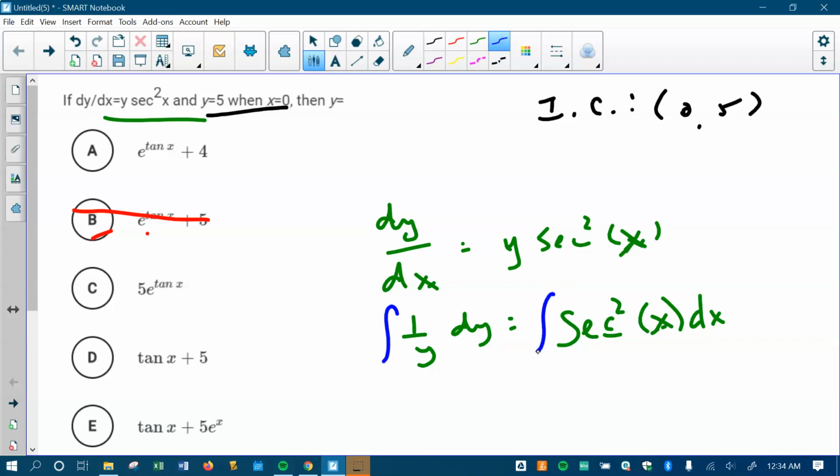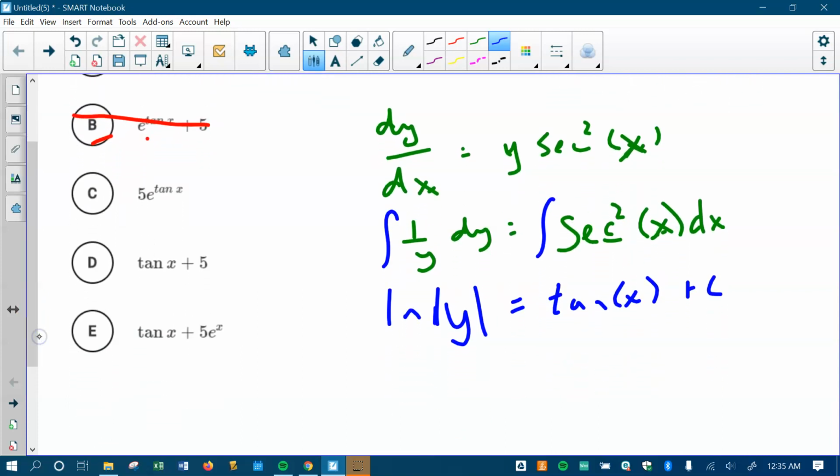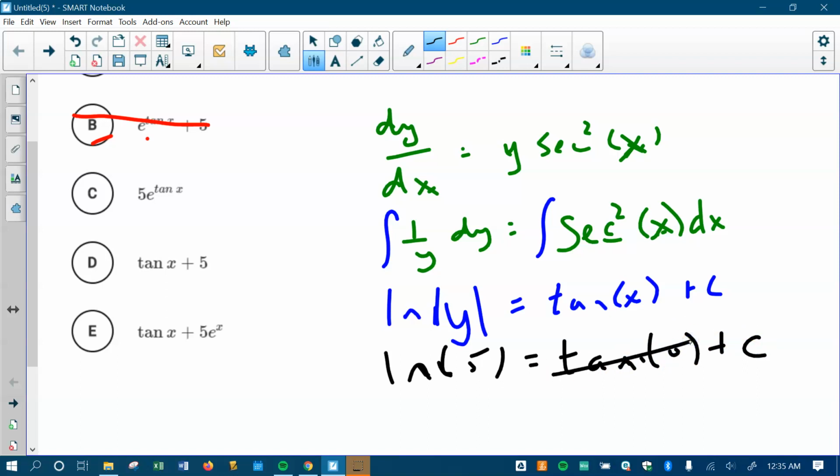Okay, let's integrate both sides since the variables are separated. The antiderivative of the left is natural log of the absolute value of y, equals the antiderivative of sec squared x, which is tangent of x plus c. Let's plug in our initial condition, which was (0, 5). So now we have the natural log of 5 equals tan of 0 plus c. Tangent of 0 is 0, so c equals natural log of 5.